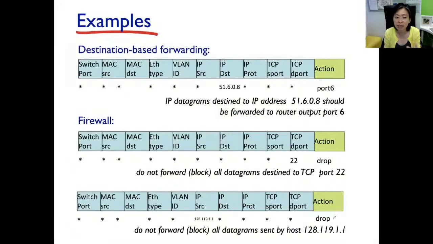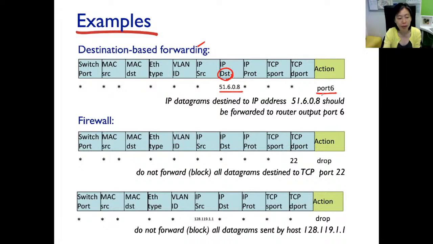Let's take a look at how diverse these rules can be. Again, through a number of examples. First is the destination-based forwarding. Now, this is essentially the traditional forwarding, where we look at the destination address. So if you have a packet, the header, the destination field says 51.6.0.8. Now we forward that packet to the output port number 6. So you see here, the SDN router can actually emulate the behavior of a traditional router. And the flow table there is actually a very general form of the forwarding table.